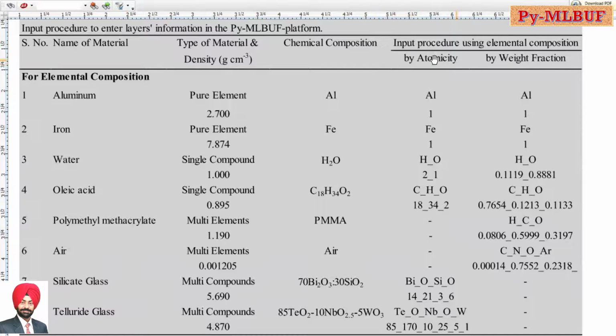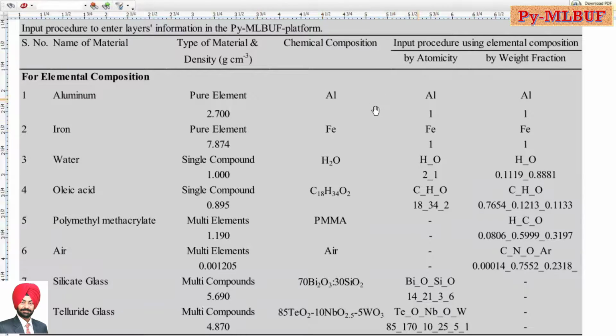The right side of the table describes how to enter this information in the online platform. There are 2 methods to enter the input, that is either by atomicity or by weight fraction. So, for pure elements, we provide both the methods to enter the input composition, but in case of multi-elemental materials, sometimes only one type of chemical composition is available. This table explains all about the input procedure of the online platform Py-MLBUF.